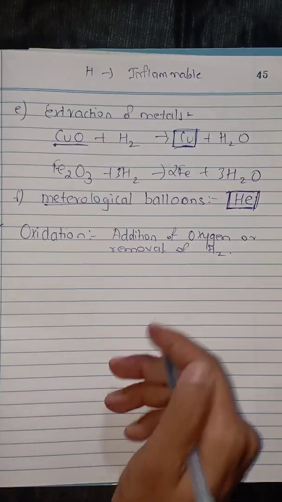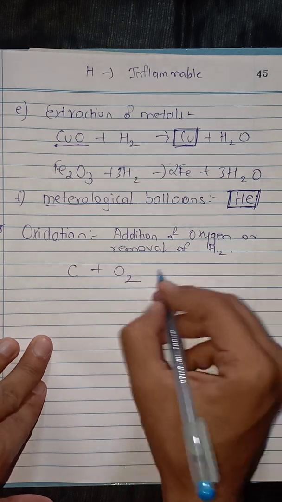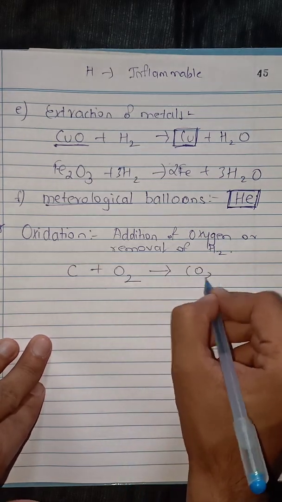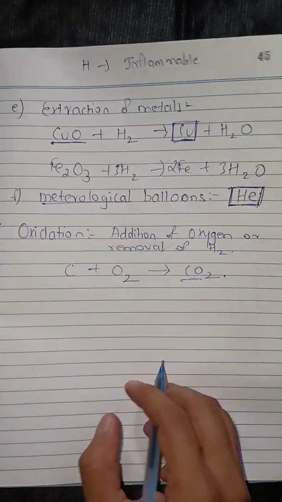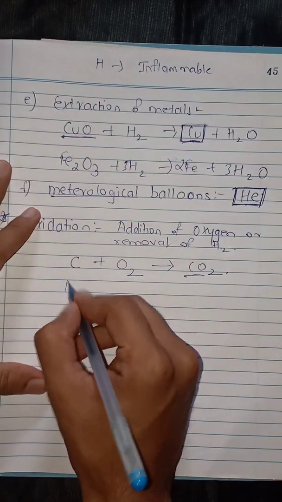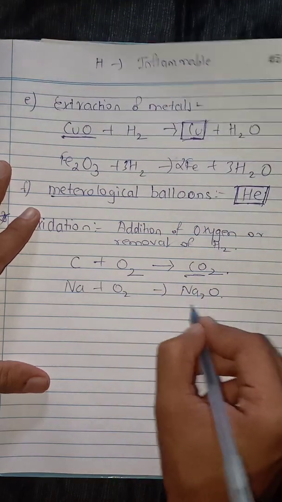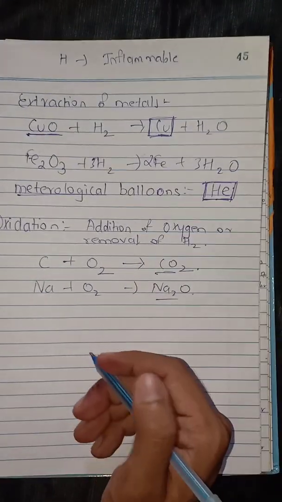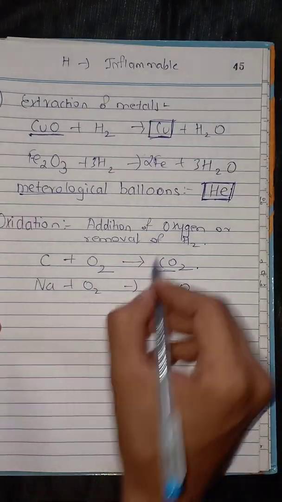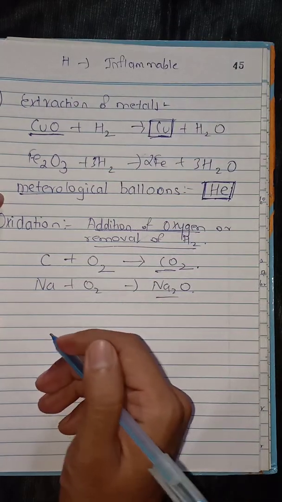See, let's take an example. Suppose I am taking carbon and I make it react with oxygen, so it will form CO2. So this is nothing but the oxidation part. Okay, suppose I take sodium and make it react with oxygen, so it is going to form sodium oxide. Oxidation. Removal of hydrogen. This was addition of oxygen, now the removal of hydrogen.